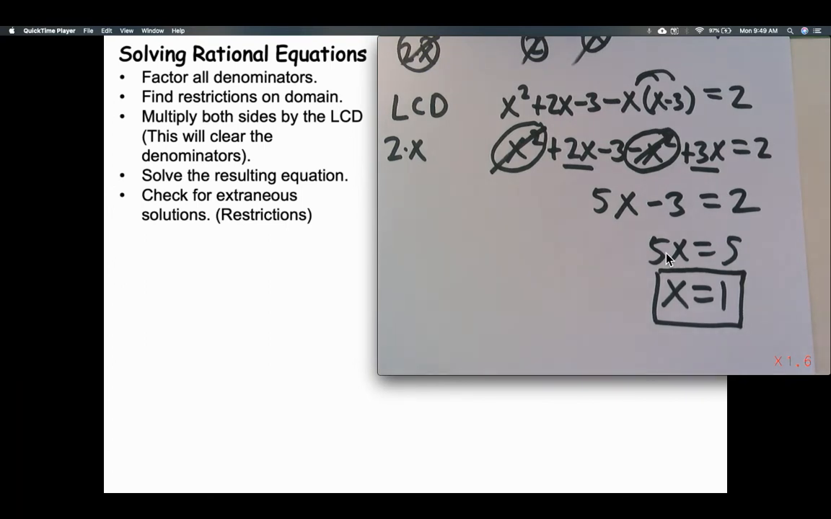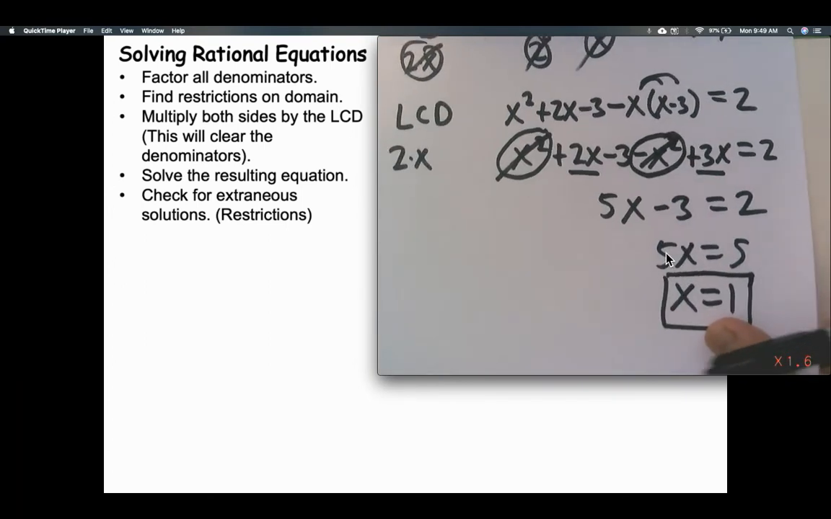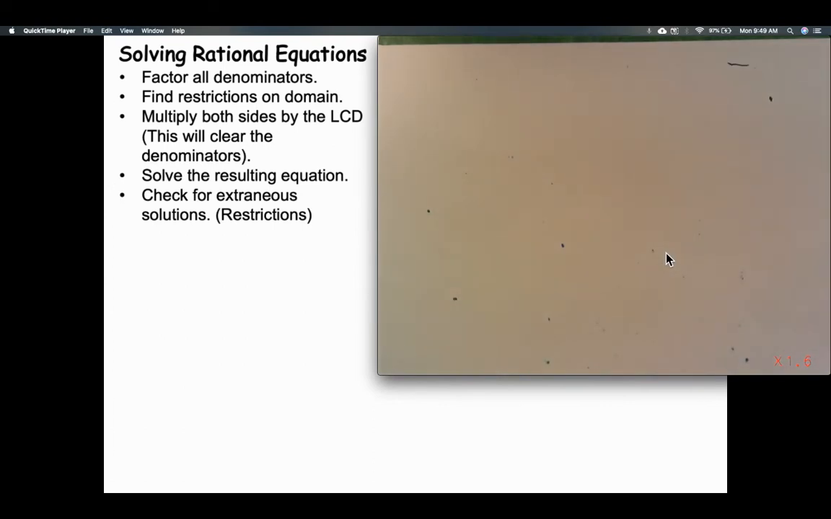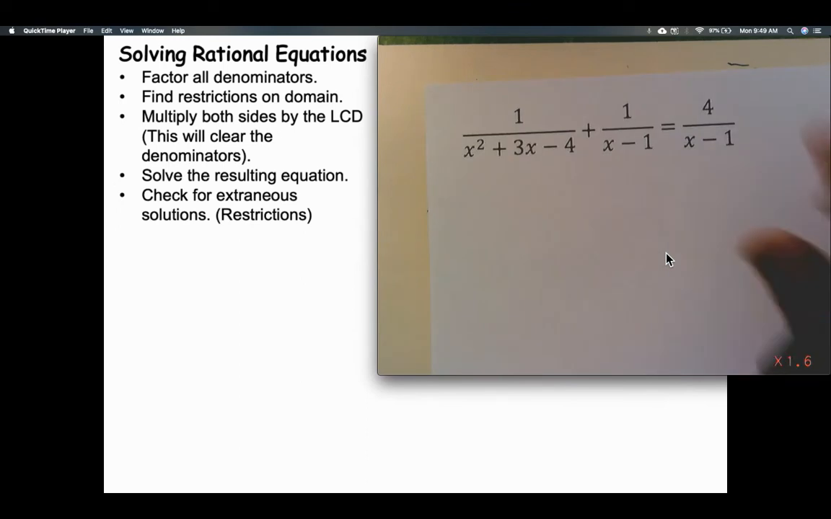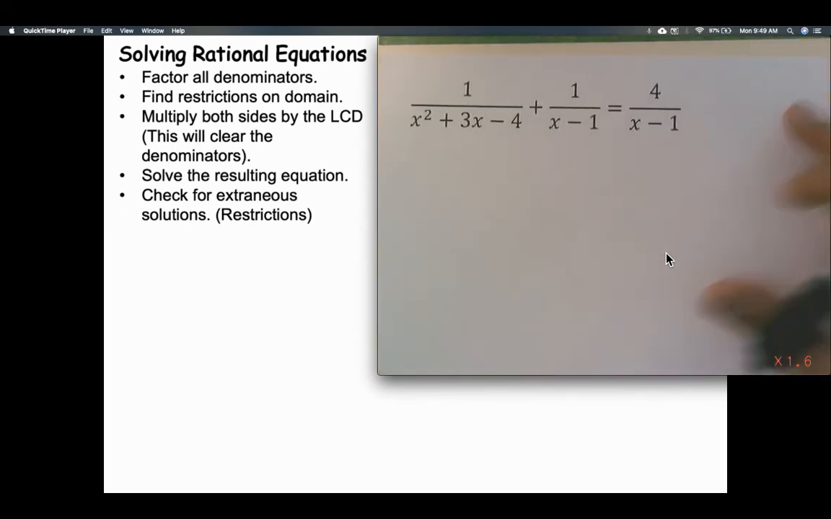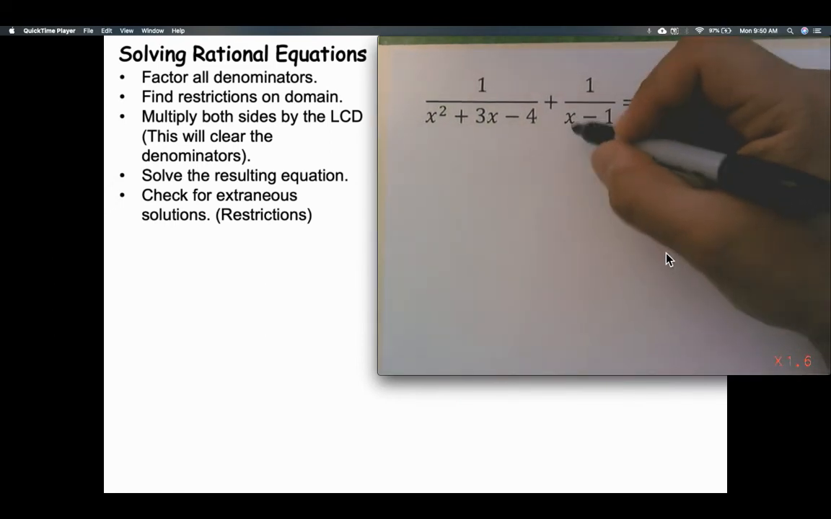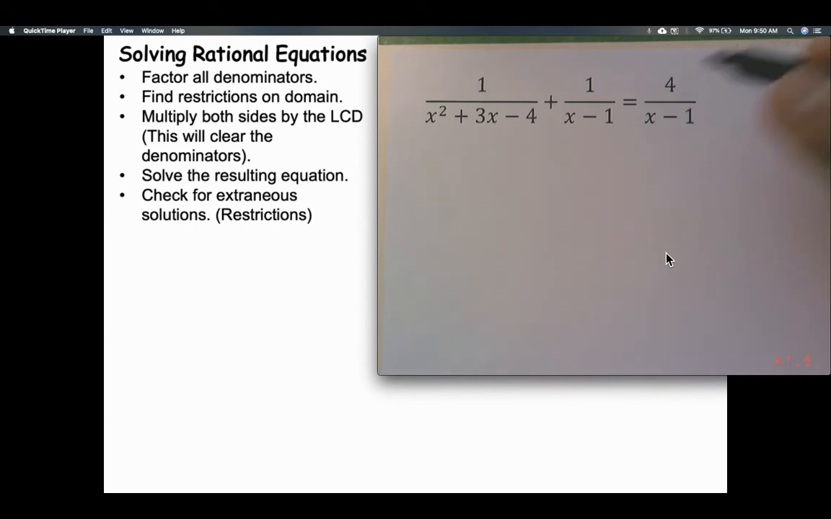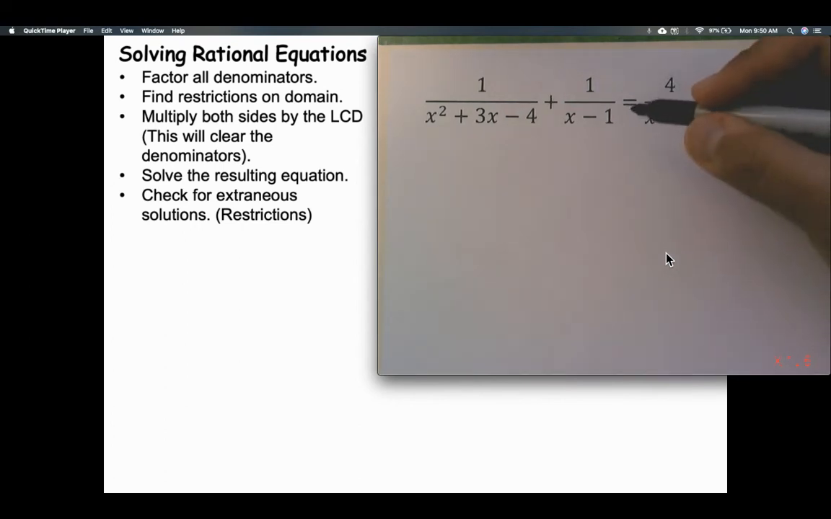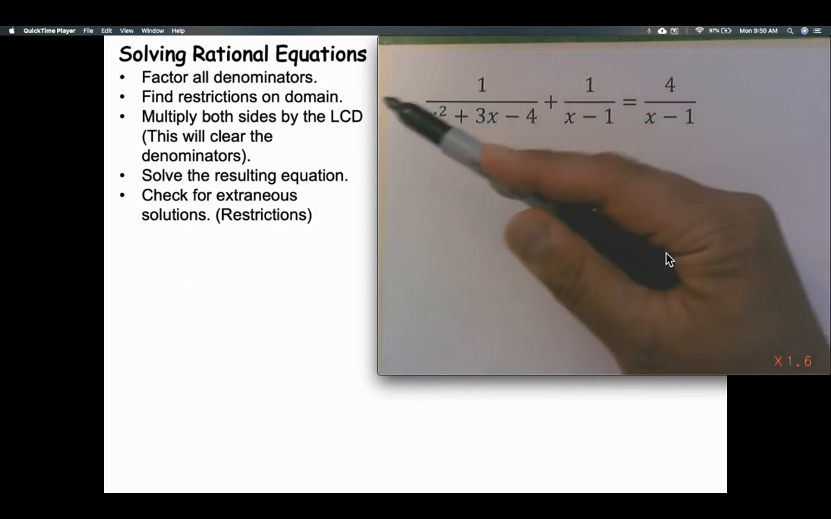Okay, so next one. Let's go ahead and do this one right here. So for this one, you have a little bit more complex factoring going on here. Just looking at this one, I'm going to do my easy ones first for the factoring piece, sorry. So my first step, factor all denominators.